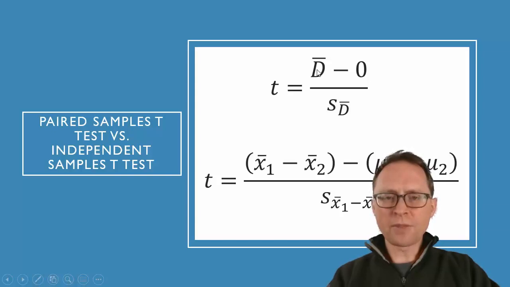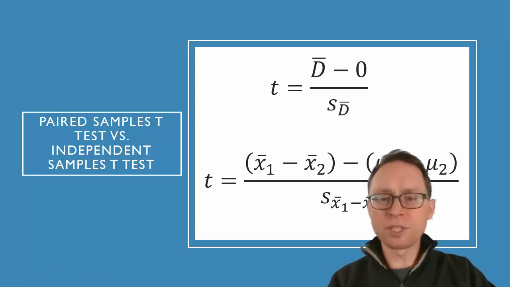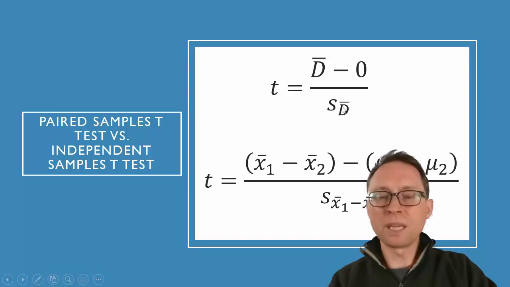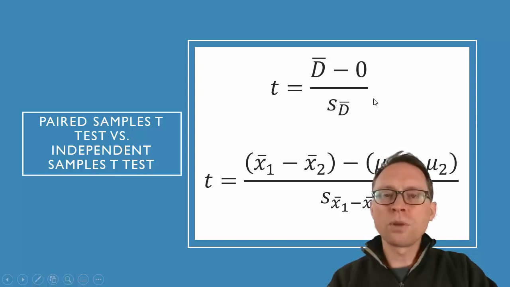If you remember, we were looking at the D bar. D bar is all the differences and the mean of all the differences, okay? Minus 0 over the standard deviation of D bar. S sub D bar is the standard deviation of all the D bars, all the mean differences that could happen, okay? Now, the reason why I want to show you this is because we want to show how all of the t-tests really work.